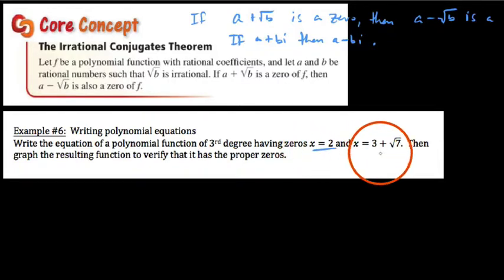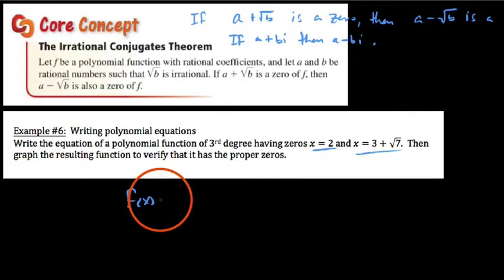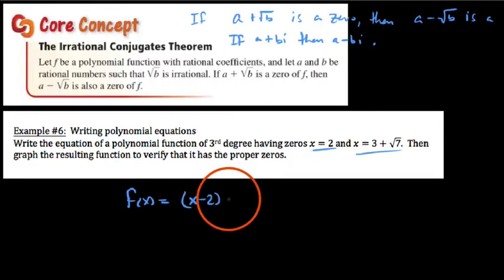So we'd say writing the polynomial equation of, say, a third degree thing, we've been given the zeros here are x equals 2 and 3 plus the square root of 7. It says, then graph the resulting function to verify it has the proper zeros. Let's go write the equation of this. So we say f of x, and let's just assume that our leading coefficient is 1, but I would say because x equals 2 is a 0, then x minus 2 must have been its factor.